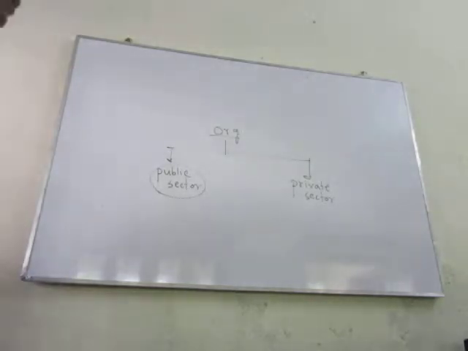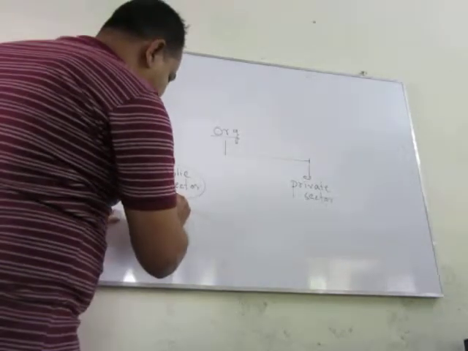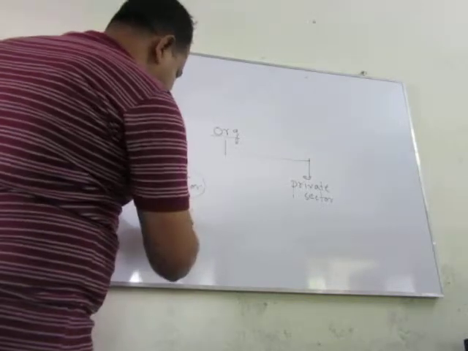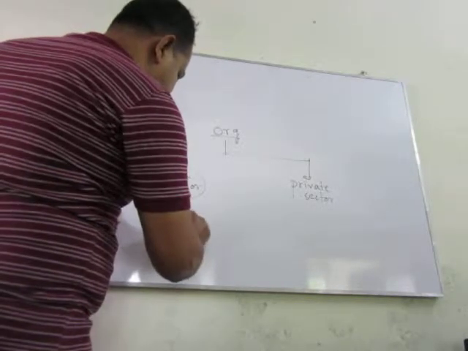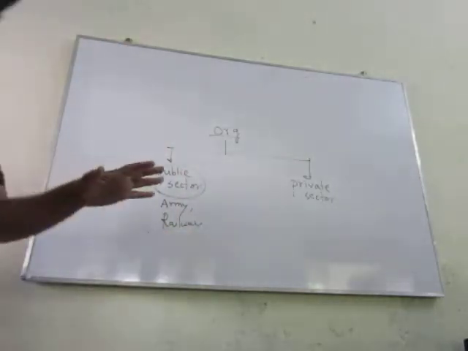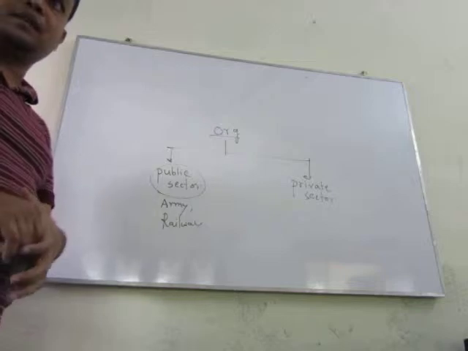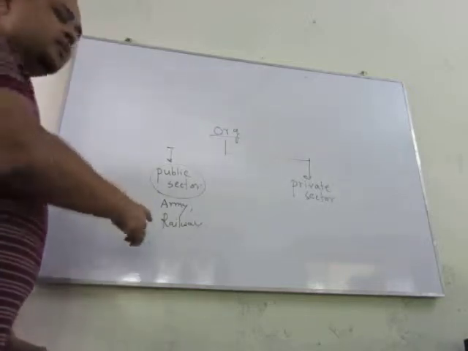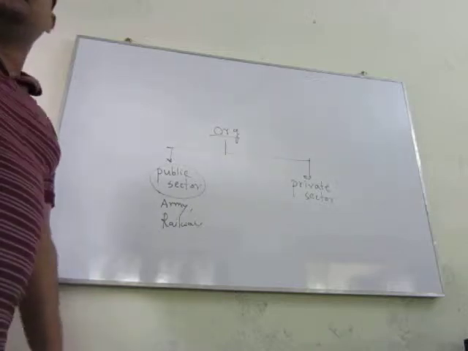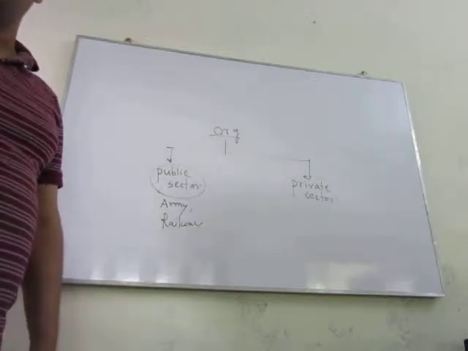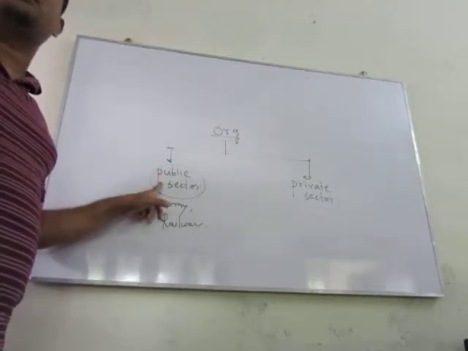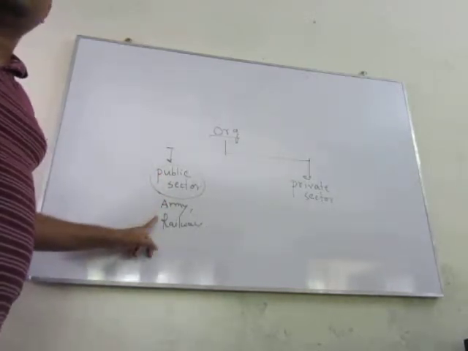Suppose, as for example, army, railway. If we think about our example, our country, railway, Bangladesh Biman, right? BIWTC, BRTC. These are government oriented organizations, or we can say public sector organizations.